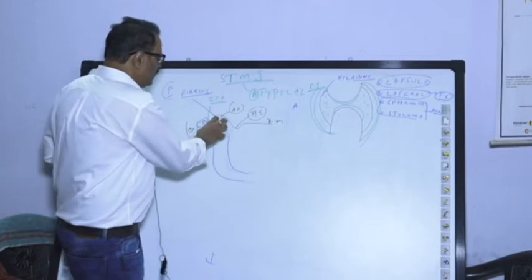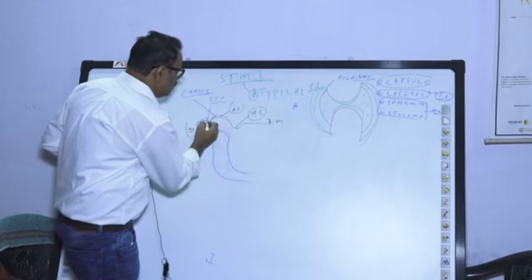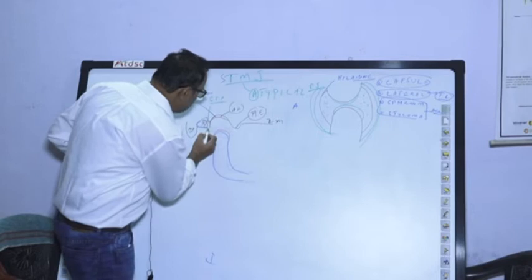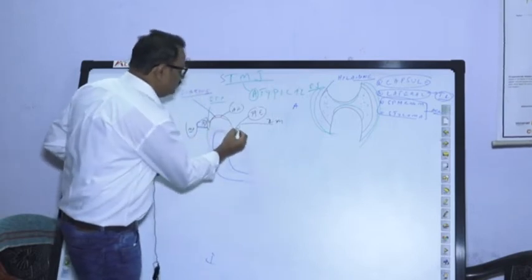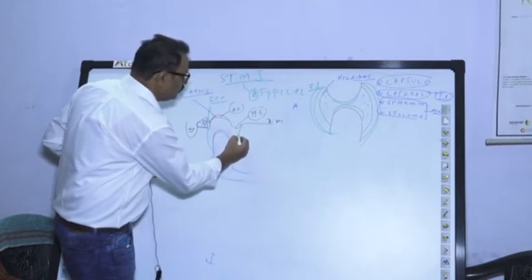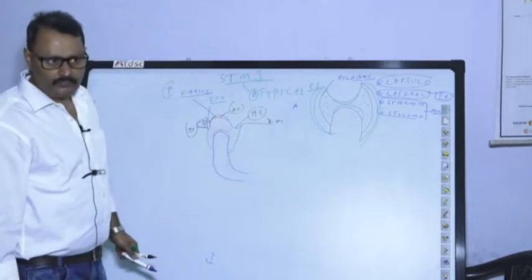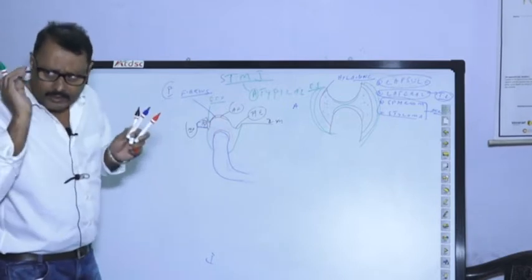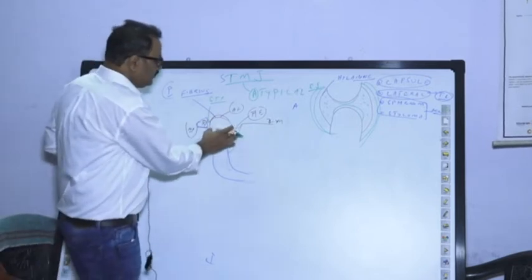Now, where will the capsule attach? The capsule is attached to the squamotympanic fissure and to the neck of the mandible. From the articular tubercle and articular eminence, it comes down like this and attaches on either side below the neck of the mandible. This is the attachment of the capsule.